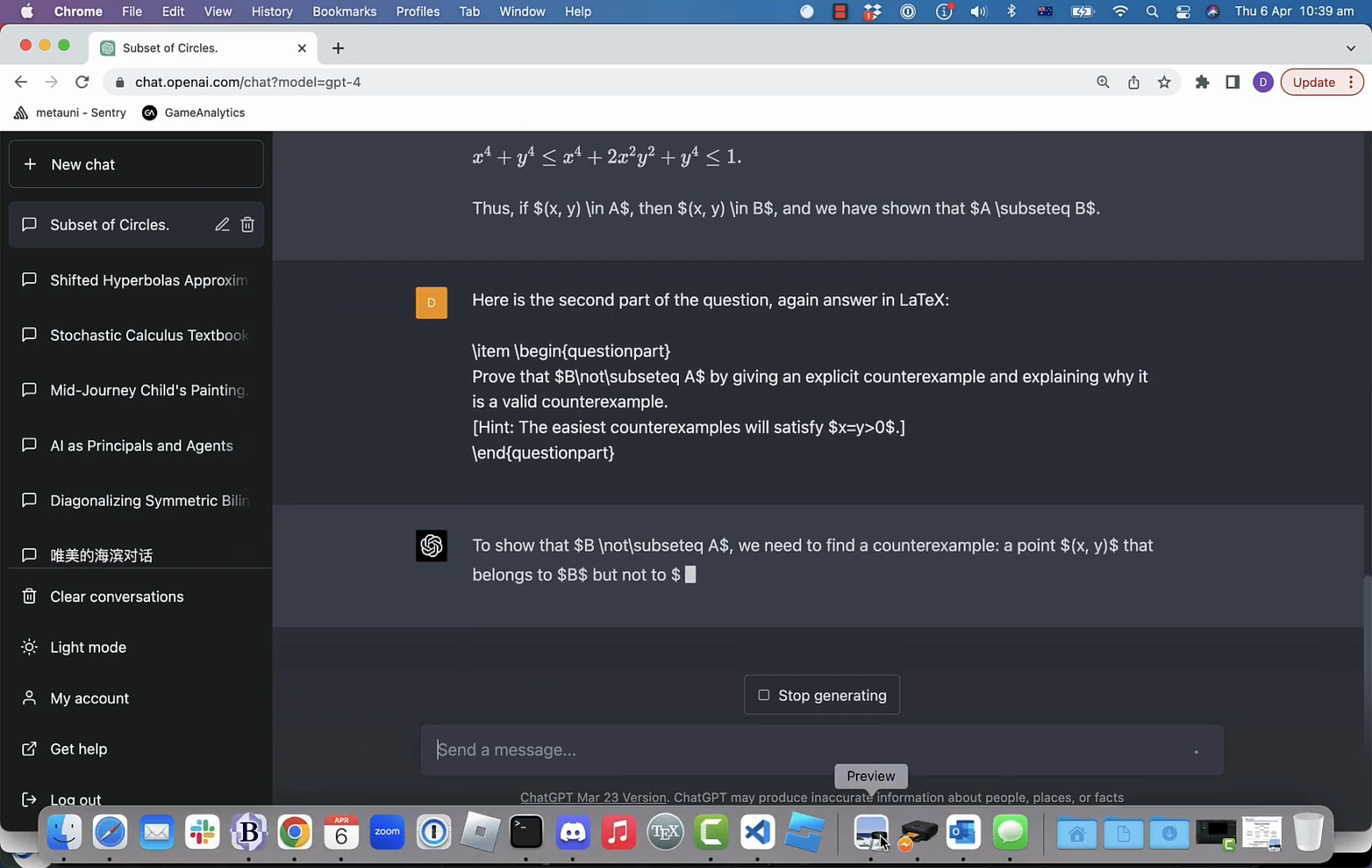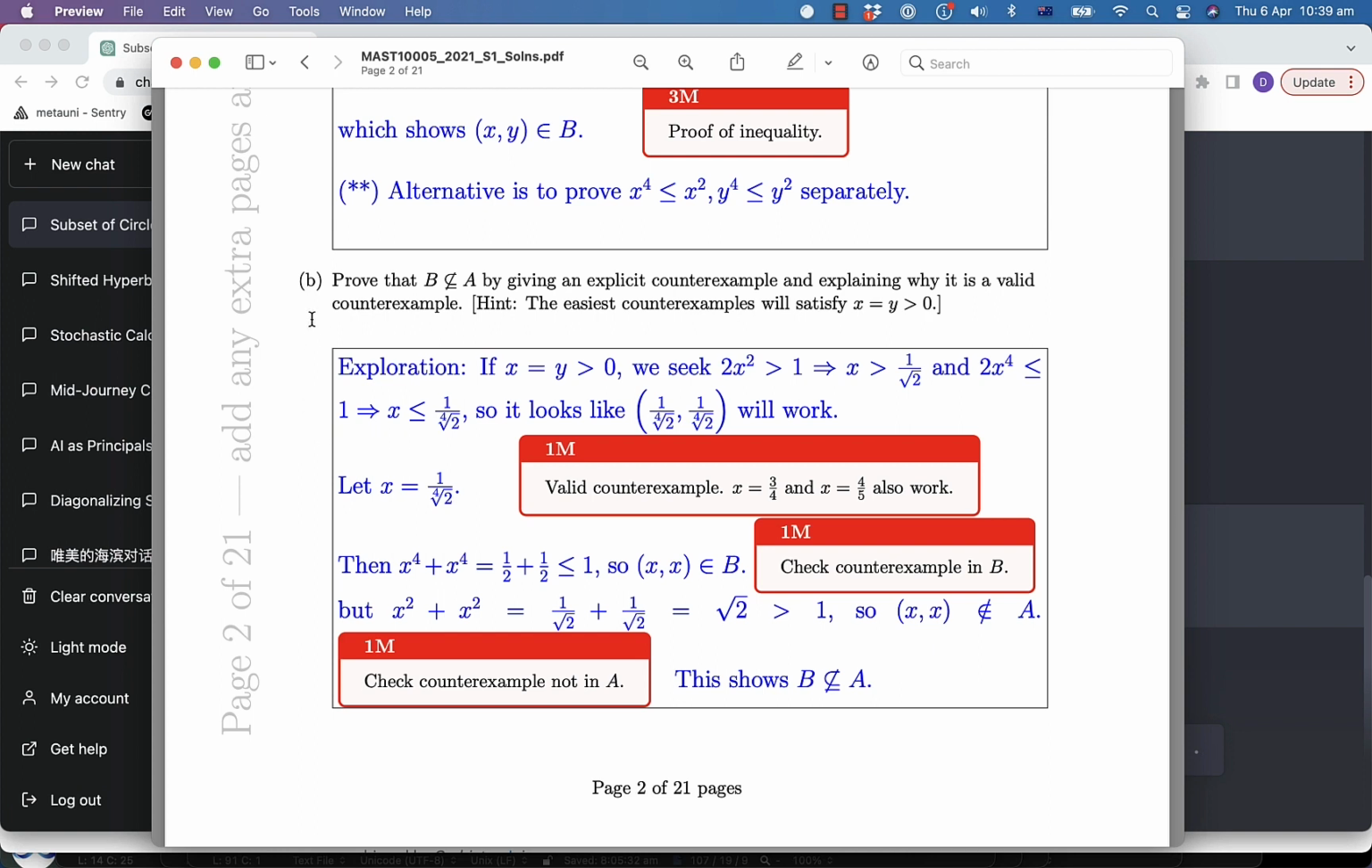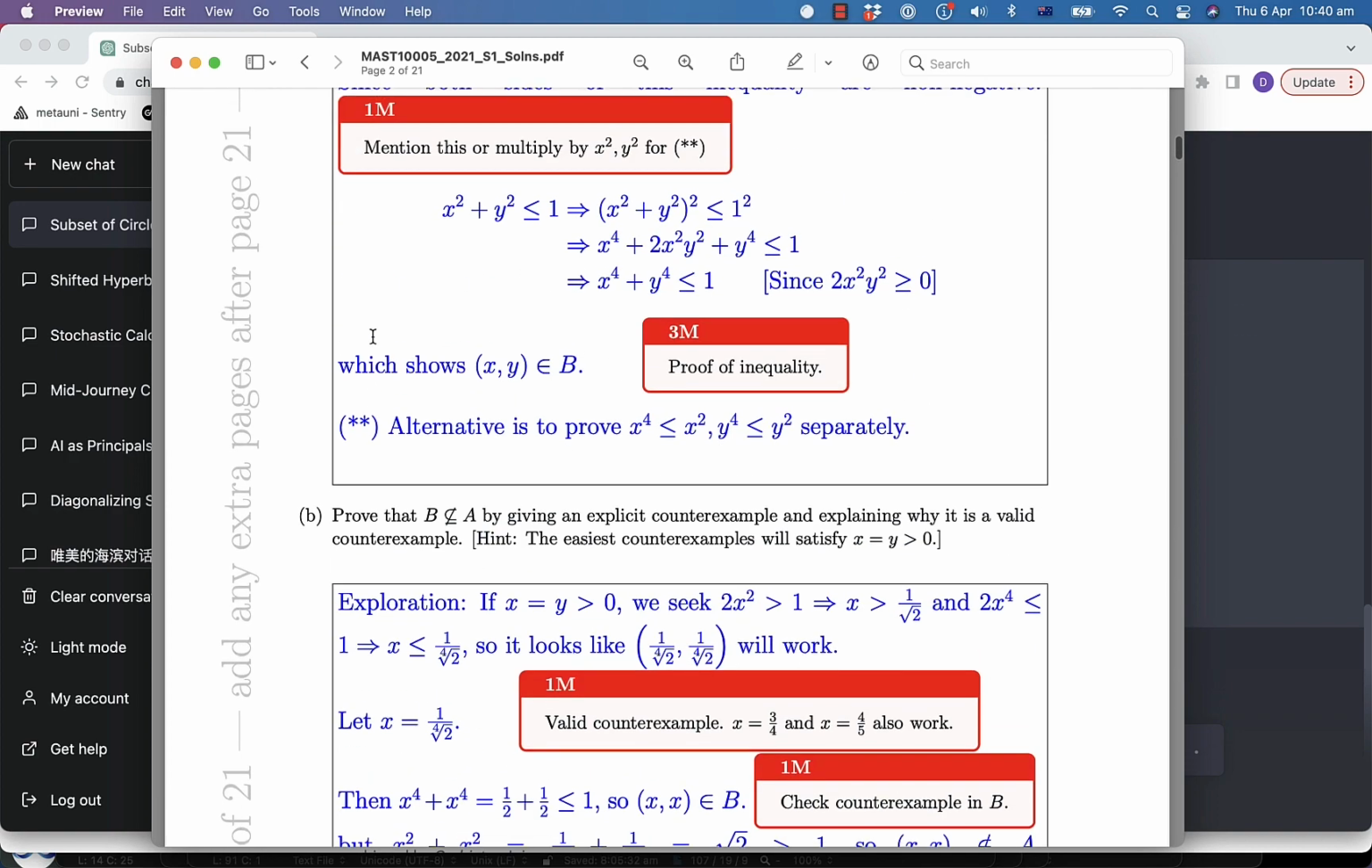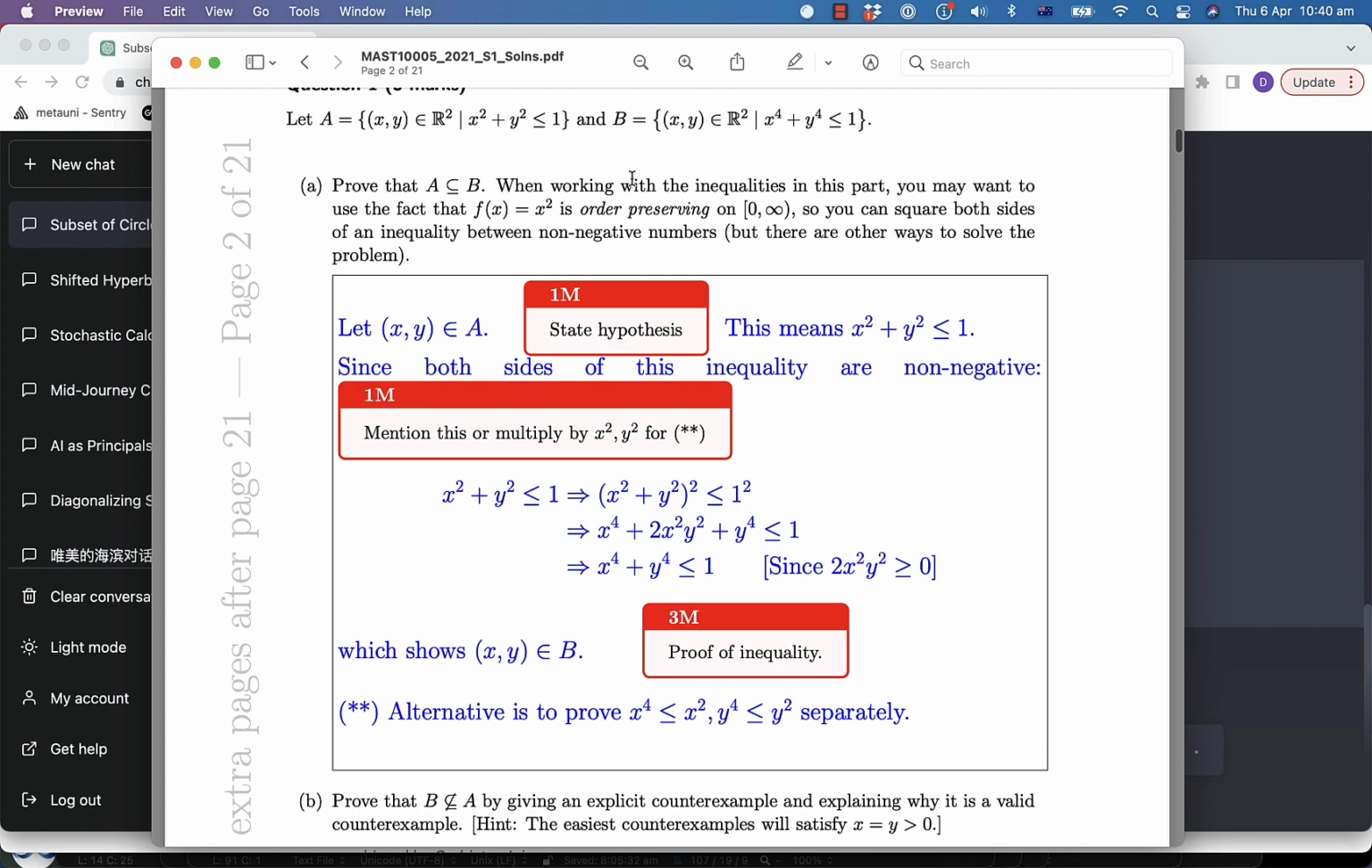While it's generating, I'll show you. Prove B is not contained in A by giving an explicit counterexample and explaining why it is a valid counterexample. If x and y are positive, then we need 2x squared to be greater than 1. So B is this, right? We need to find a pair of numbers that make this true, but this not true.